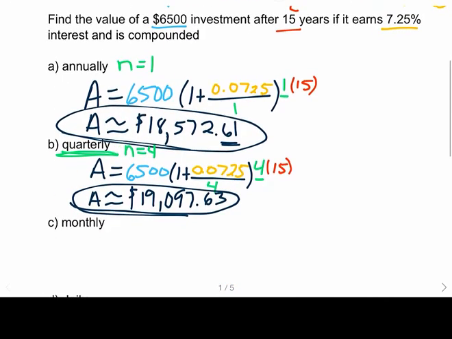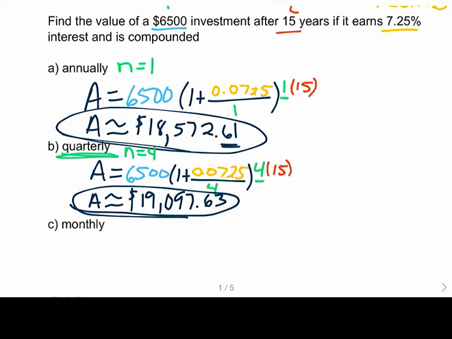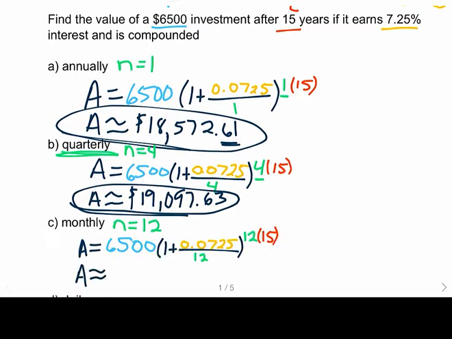Next, if it's compounded monthly. Since there are 12 months in a year, we're looking at n is equal to 12. And what I'd like you to do is pause the video and crank this out. So I've got A is equal to 6,500 times the quantity of 1 plus 0.0725 divided by 12 to the 12 times 15. And I get a total of approximately A equals $19,221.51. And again, you're going to say, well, that's not very much different. No, it's not. But in the real world, some people care.